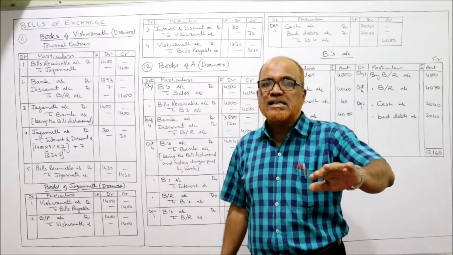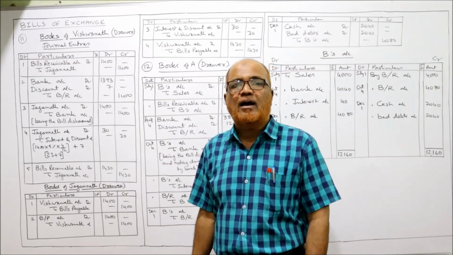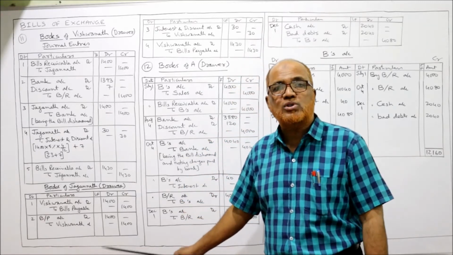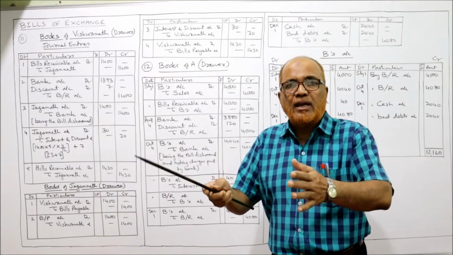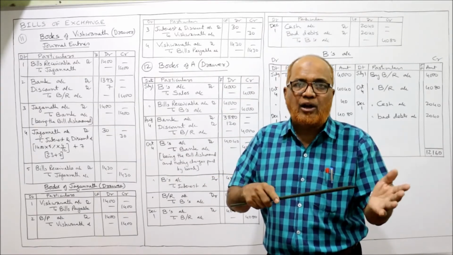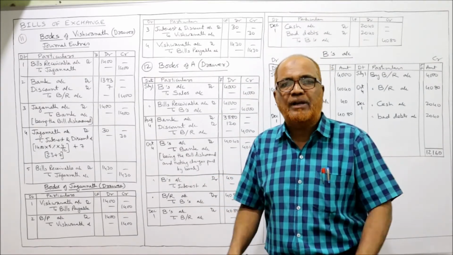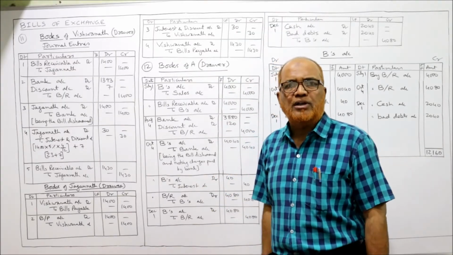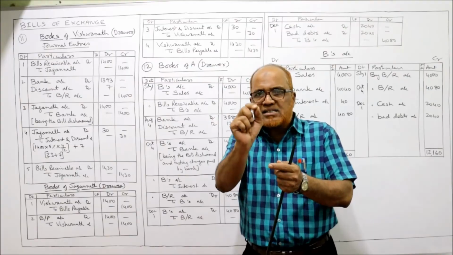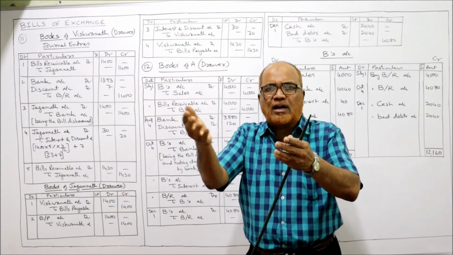Now Vishwanath has discounted the bill with the banker. No entry in the books of Drawee. Drawee is not bothered whether he is discounting the bill or endorsing the bill or sending the bill to bank for collection or keeping the bill with himself. He is not bothered.